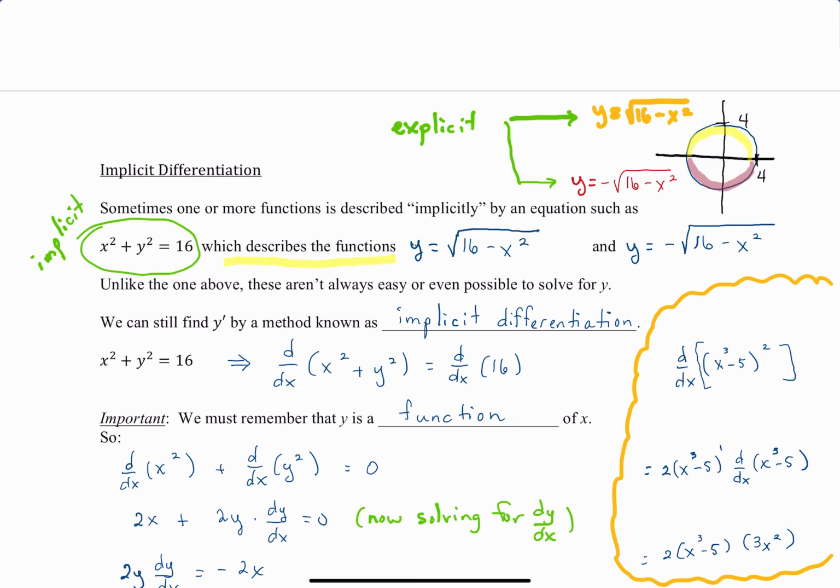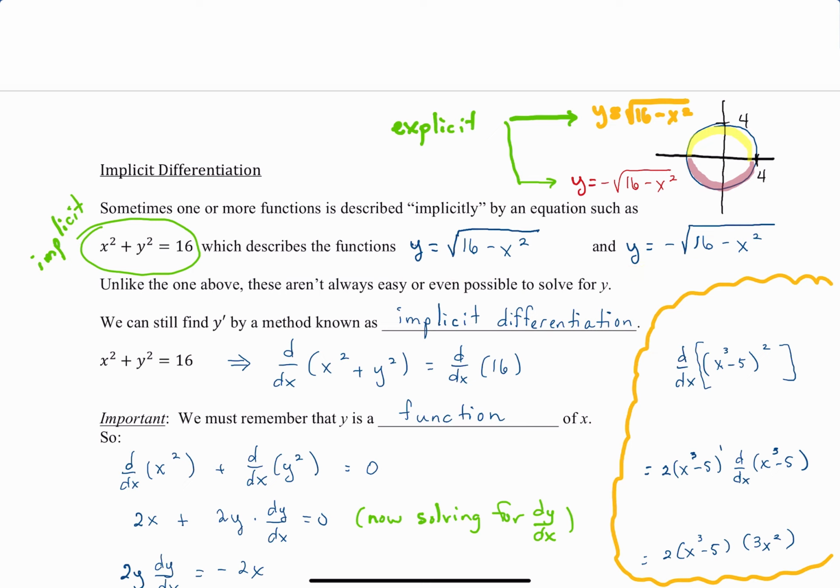And if you solve for y, you'll get y equals plus or minus the square root of 16 minus x squared. In other words, there's two functions in here. There's the function y equals the positive square root of 16 minus x squared, and y equals minus the square root of 16 minus x squared.